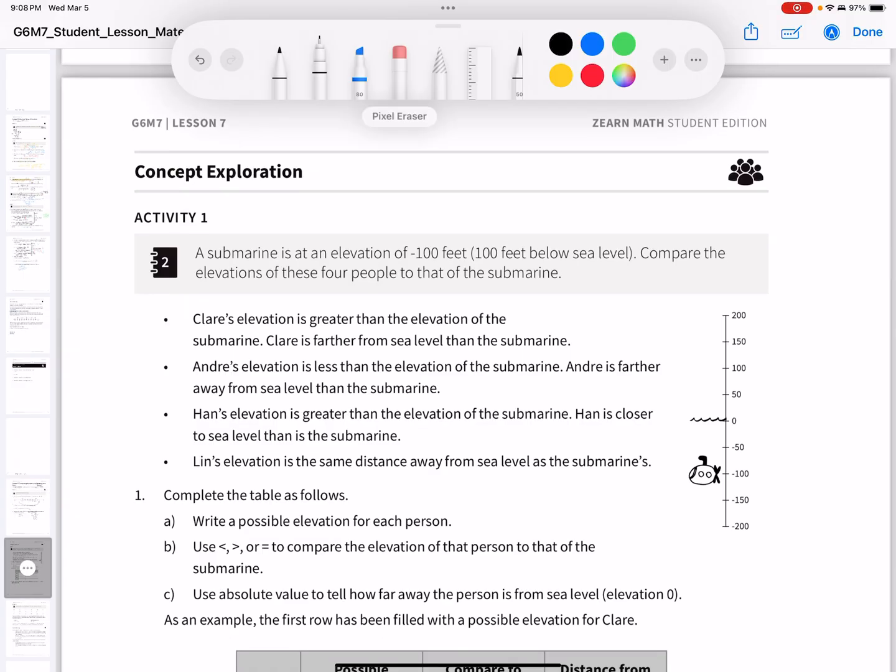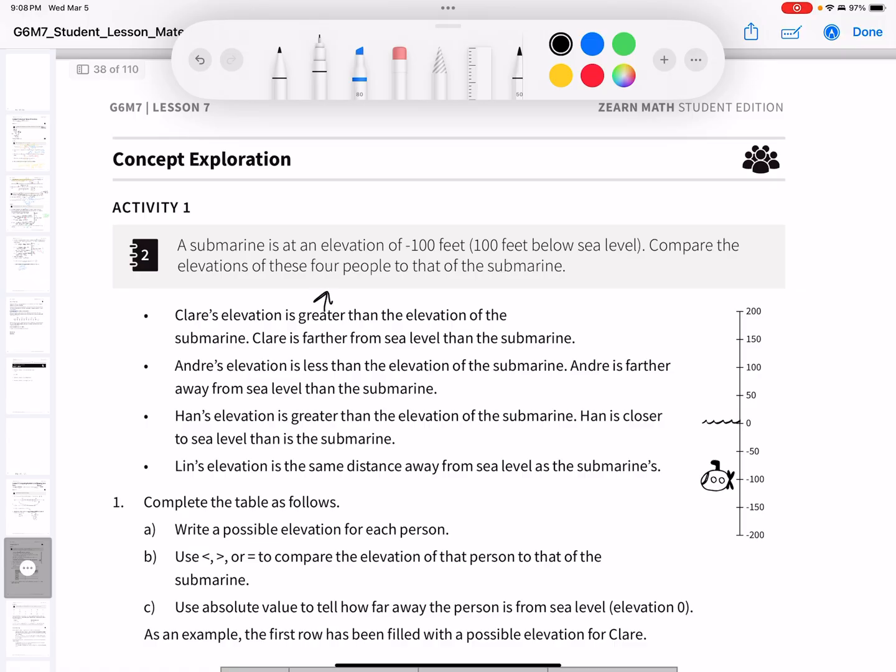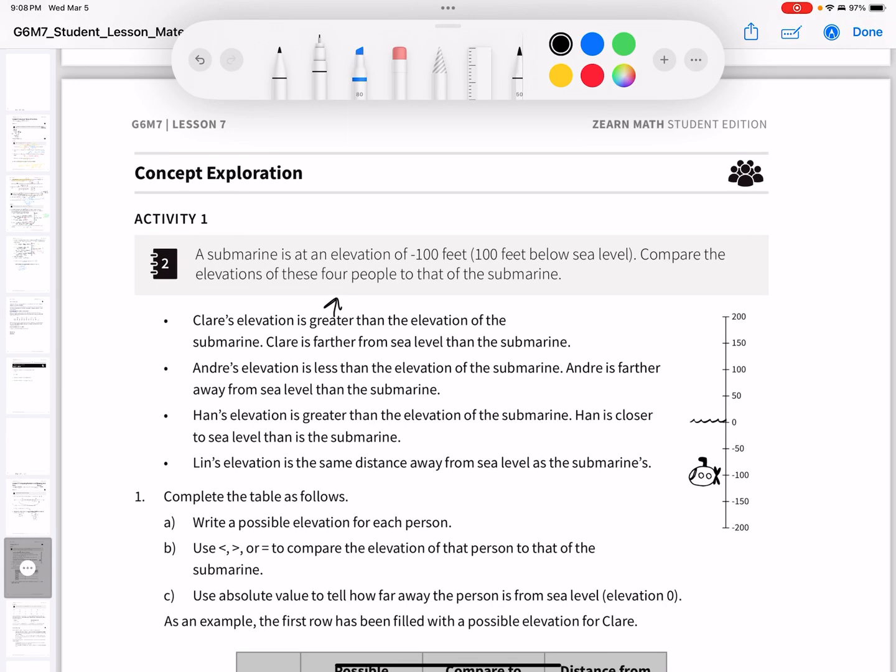A submarine is at an elevation of negative 100 feet. And we have this nice little picture over here to help us with this. Negative 100 feet is 100 feet below sea level. Compare the elevations of these 4 people to that of the submarine. All right. Claire's elevation is greater than the elevation of the submarine. So that means it has to be above the submarine.